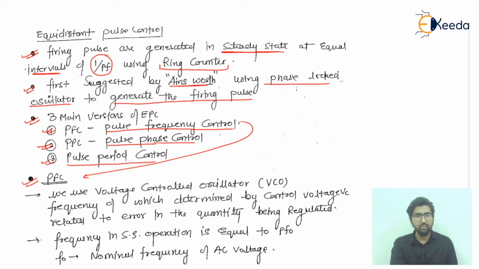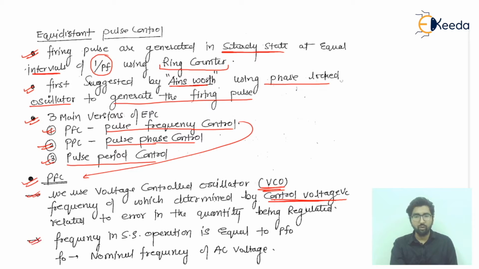In the PFC, we use a VCO, that is the voltage controlled oscillator, whose frequency is determined by the control voltage VC and related to the error in the quantity being regulated. The quantity being regulated can be current, voltage, or a constant extinction angle, that is gamma.